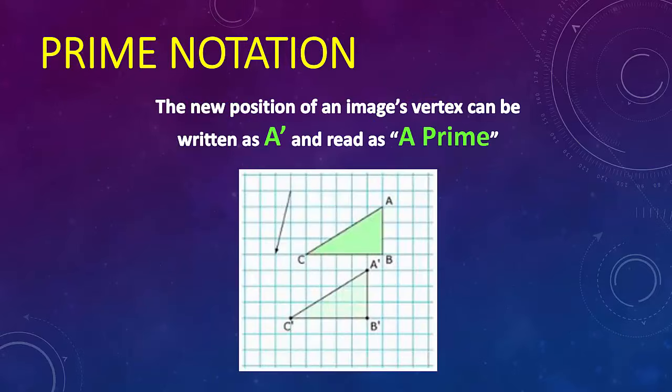And then prime notation. So the new position of an image's vertex can be written as A prime, and we basically read it as A prime. So if this is our pre-image here, and we're using the same letters instead of different ones, to differentiate between the pre-image and the image, we would just add an apostrophe. We call that prime notation. So this is the original image. The new image is this one here, and each vertex that corresponds now has this prime notation after it.